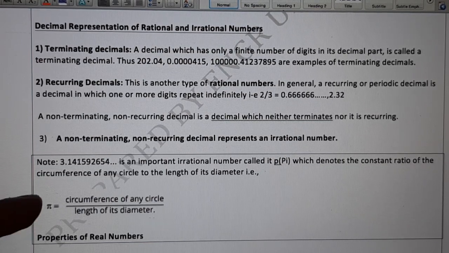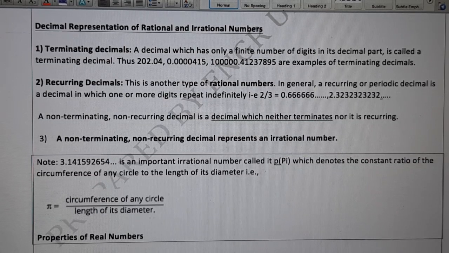2.32 3232323232. Suppose a set of numbers. Now this is a set of 32, 32, 32, 32. When a set of numbers repeats itself or a single digit repeats itself and it is continued, it means they are infinite. That is an example of rational numbers. So terminating ones are also rational, recurring ones are also rational.